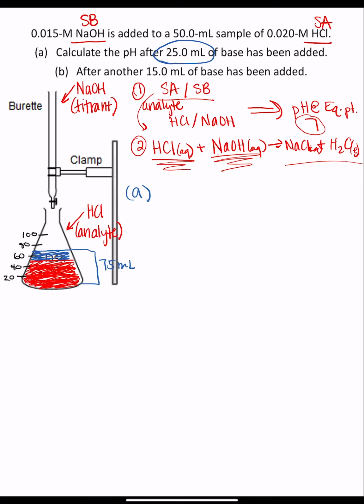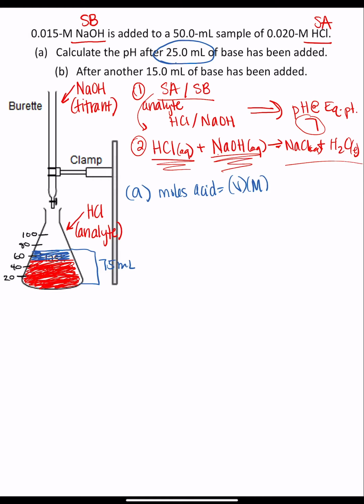Okay, and that's the total volume in solution. So whatever concentration I come up with needs to take that 75 milliliters into account. So since it's strong acid, strong base, I can start by figuring out the moles of acid that are present. I'm going to do volume times molarity there.